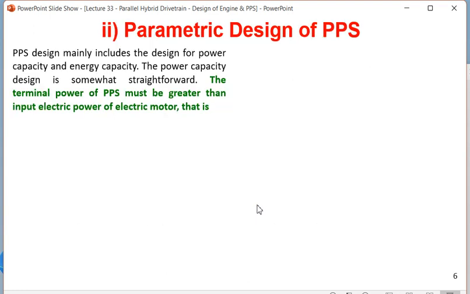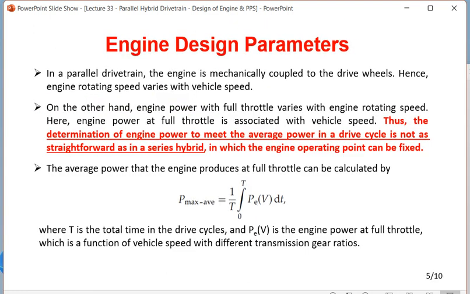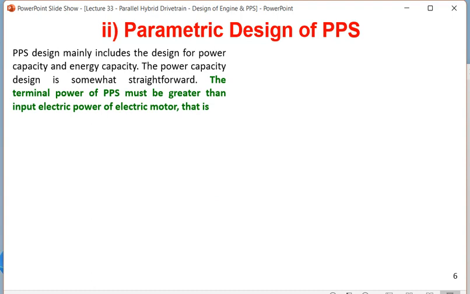So this was all about the design parameters and how to go for the design of the primary element, which is nothing but the engine based design. Next we are going to see parametric design for the PPS or secondary power source. In the design of the PPS, the main parameter that we track is called the state of charge. So PPS design mainly includes the design of power capacity and energy capacity.